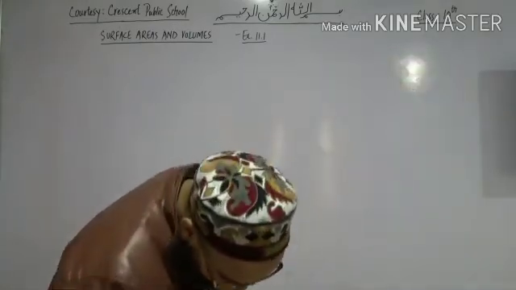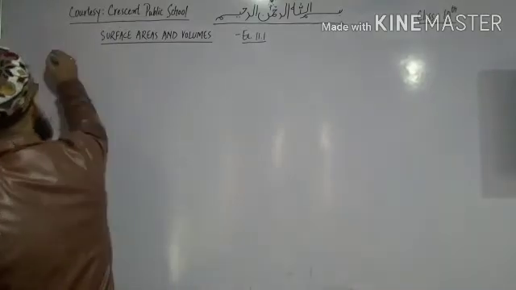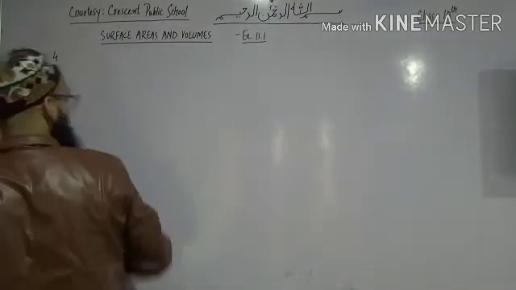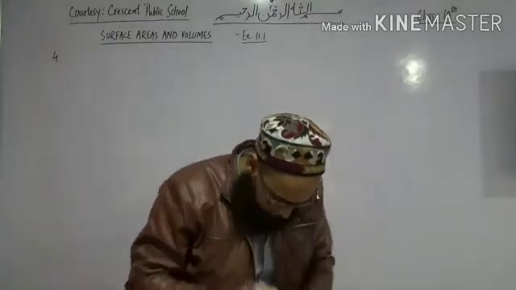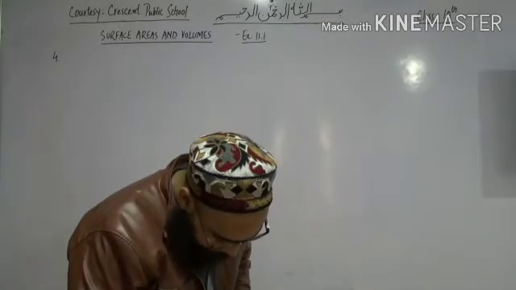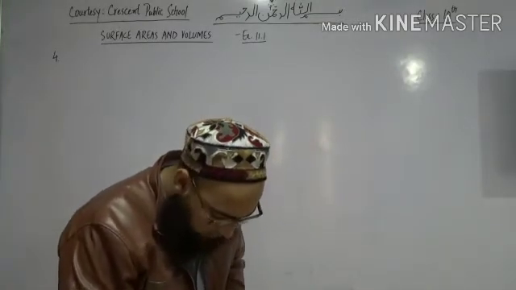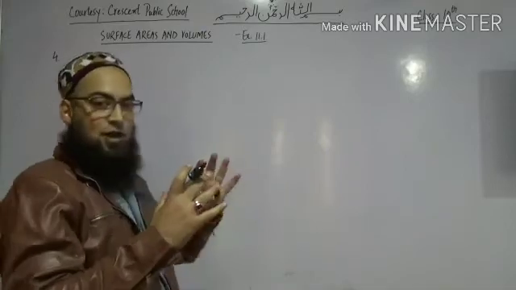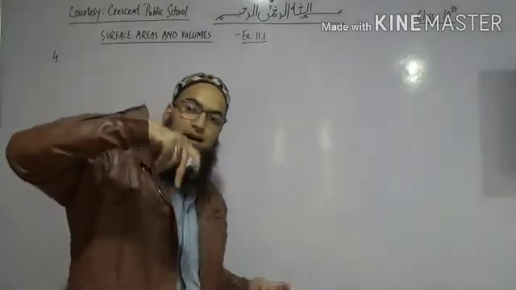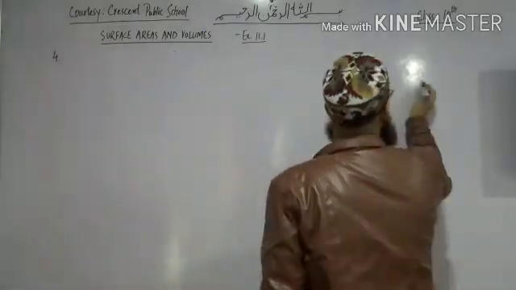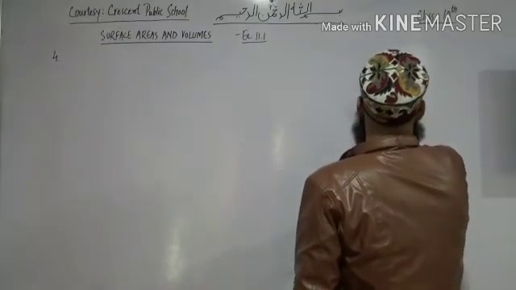Now let's have the next question, question number 4. Question number 4 says a cubical block of side 7 cm is surmounted by a hemisphere. Now this time we have a cubical block surmounted by a hemisphere. So it will be like this. Let me make it.